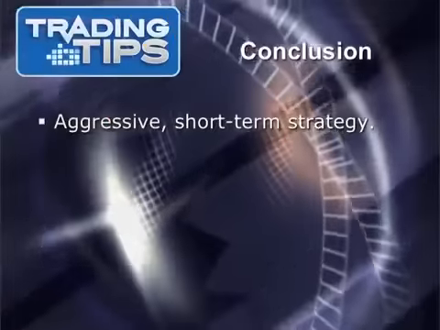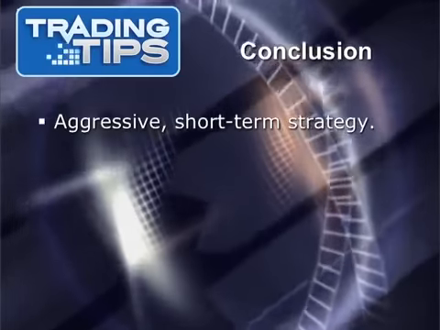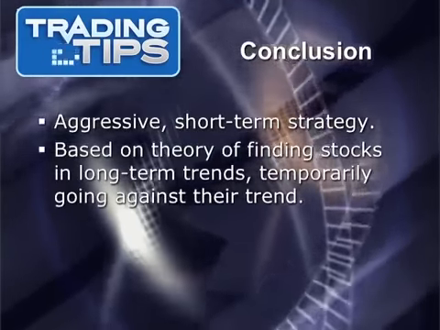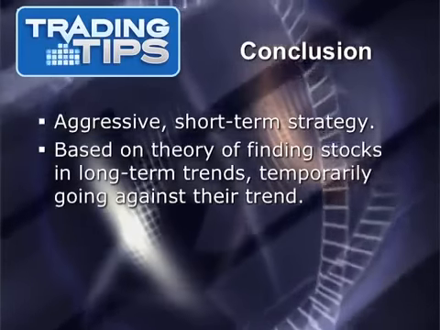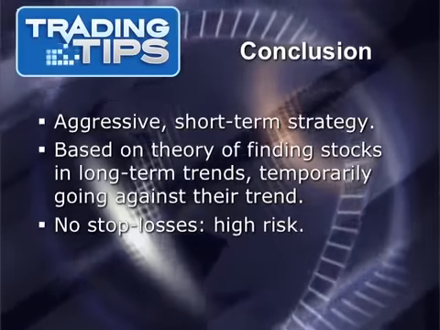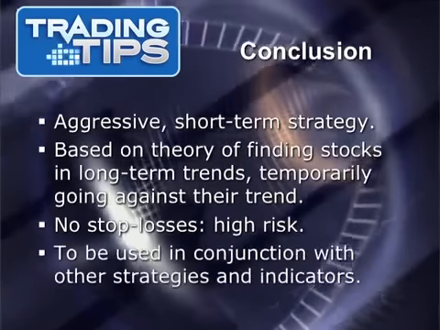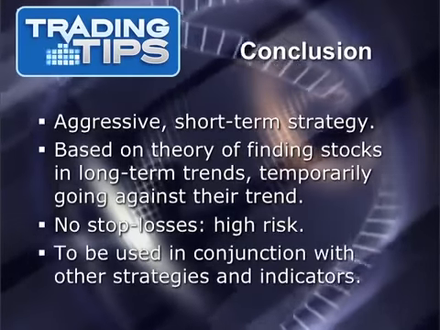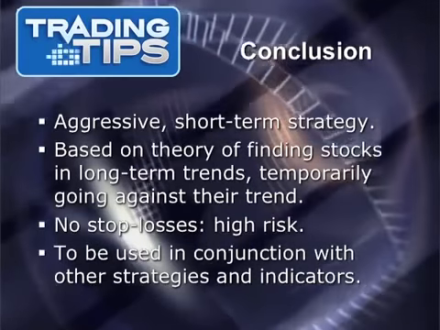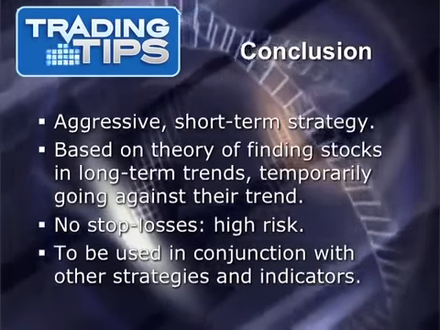In conclusion, RSI-2 is an aggressive short-term strategy. It's based on the theory of finding stocks in a long-term trend that have temporarily gone against that trend. It's not for the faint of heart, particularly with its no stop-loss rule. But used in conjunction with other trading strategies and technical indicators, RSI-2 is unquestionably a worthy tool in your trading arsenal. We hope you've enjoyed this TradingTips.com video newsletter. Thanks for watching and good trading.